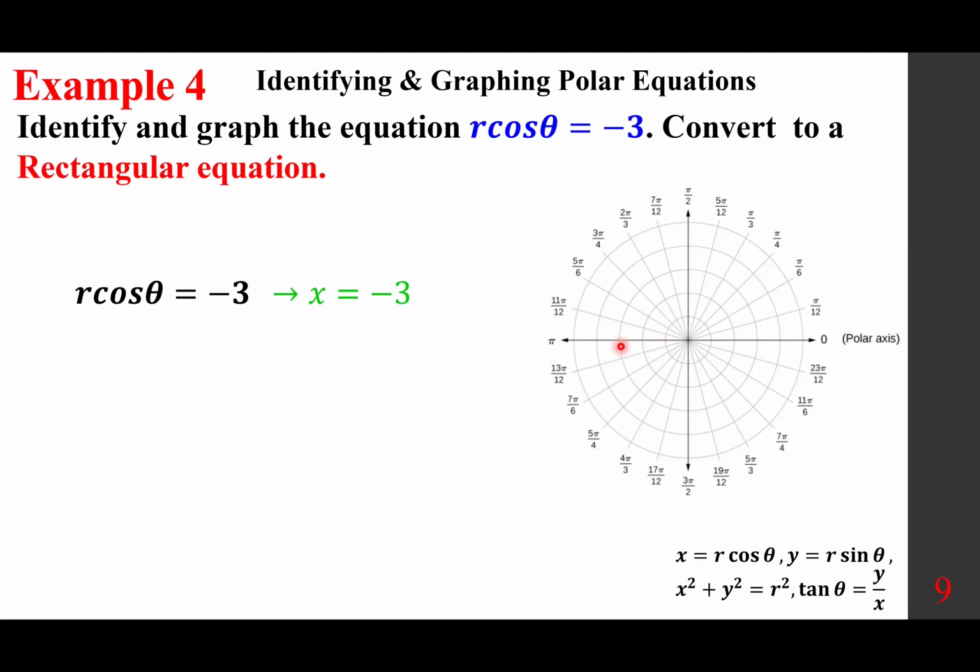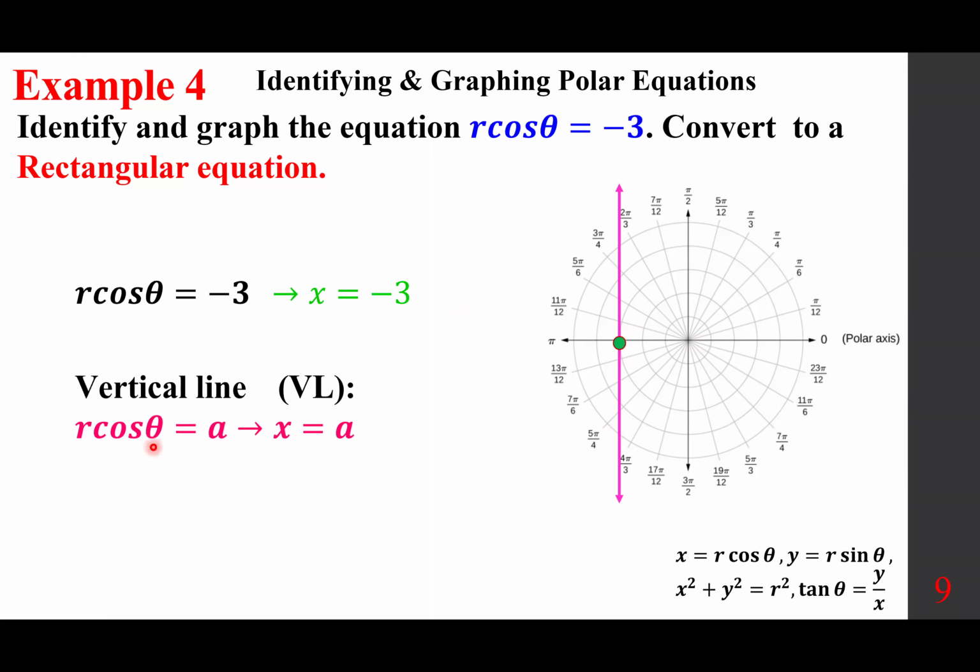So the third one has a distance of 3 from the origin. So here is the point, and you draw that. And that means r cosine theta equals a constant, a number, gives rise to a vertical line of the equation x equals a. X equals a. So that's pretty straightforward, everybody.